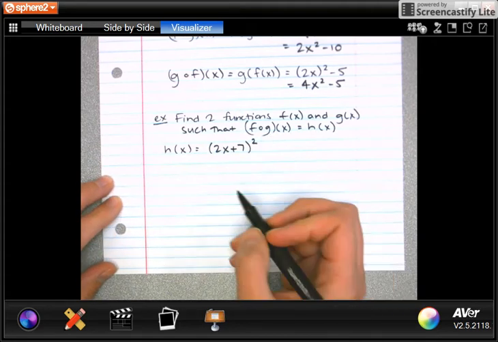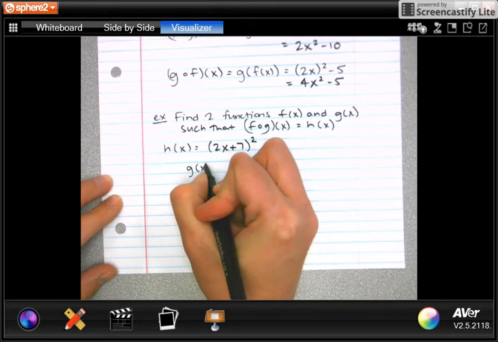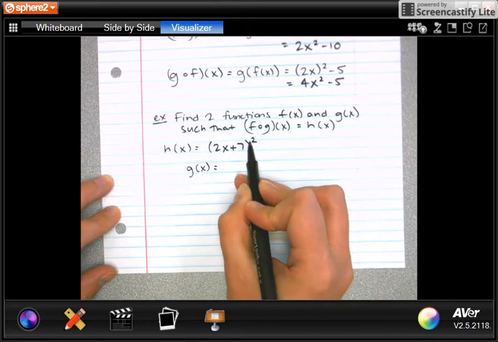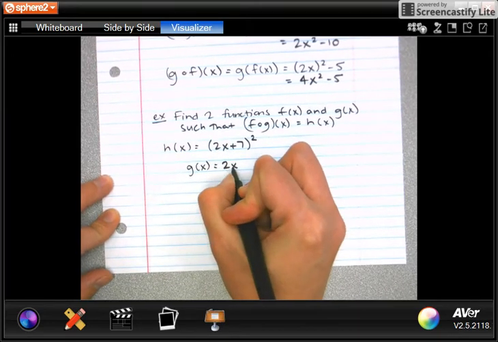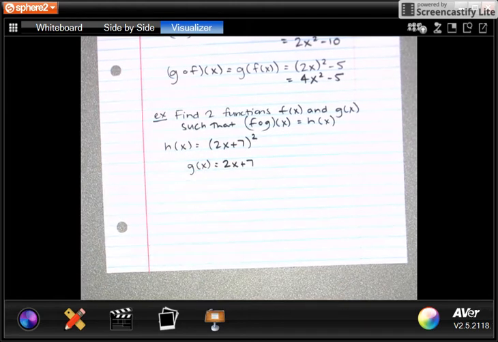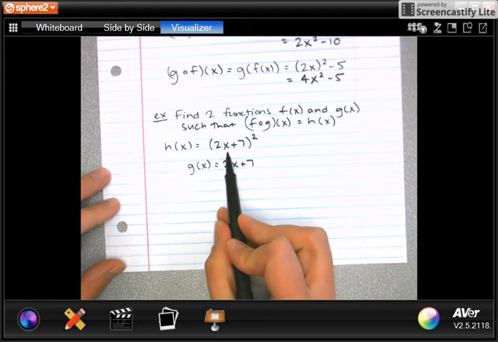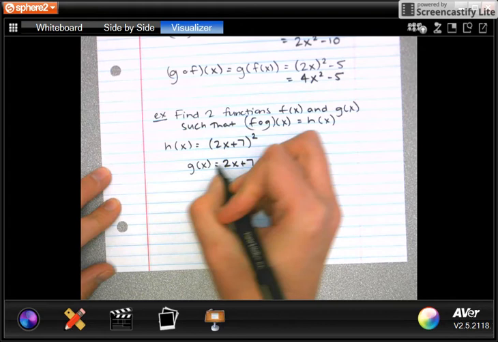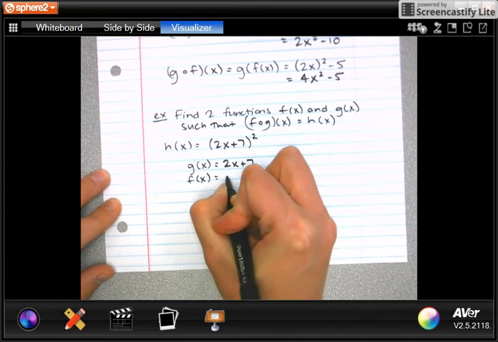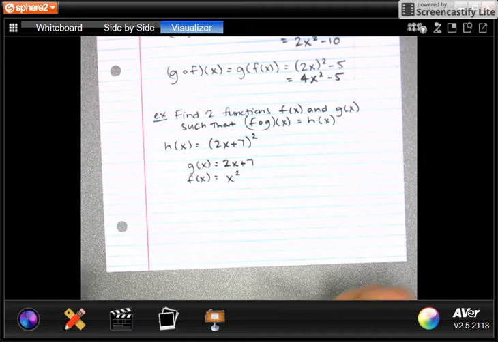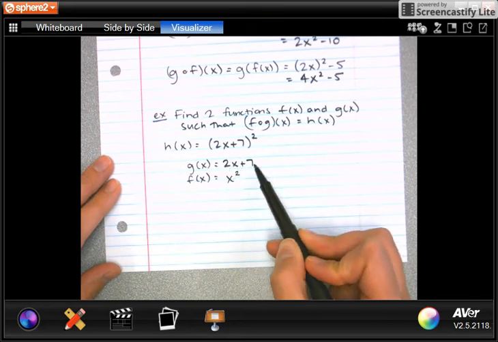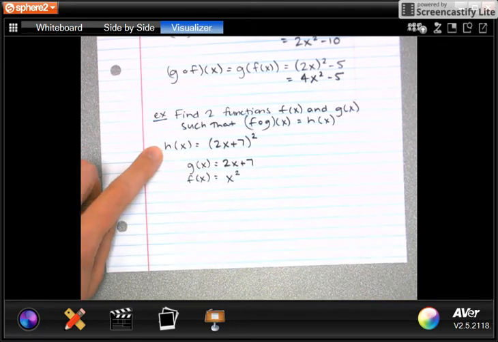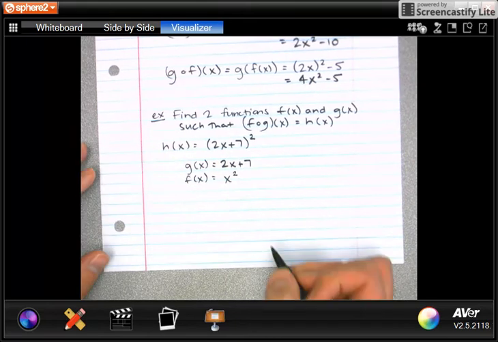So what I would do is assign G of X to be some sort of inside piece that I'm looking at here. Probably the easiest thing to do would be to say that G of X is equal to all that stuff on the inside. Now this isn't your only option, certainly, but if I assign all of this stuff to be G of X, that would make my F of X equal to X squared. Because if you think about going back and plugging G into F of X, this stuff would go in for X and give us back the original composition. Again, we could see one more of those.